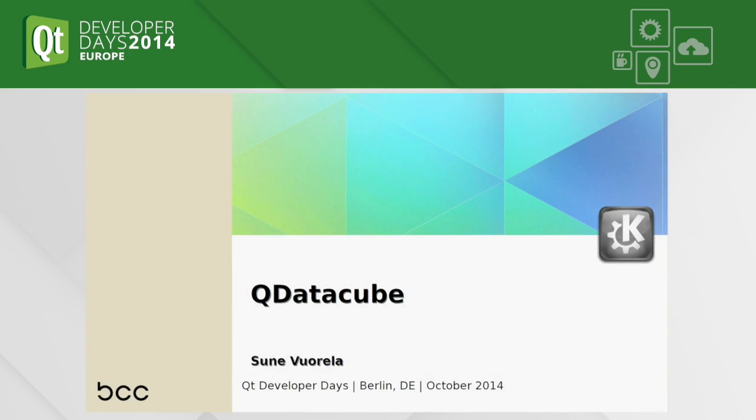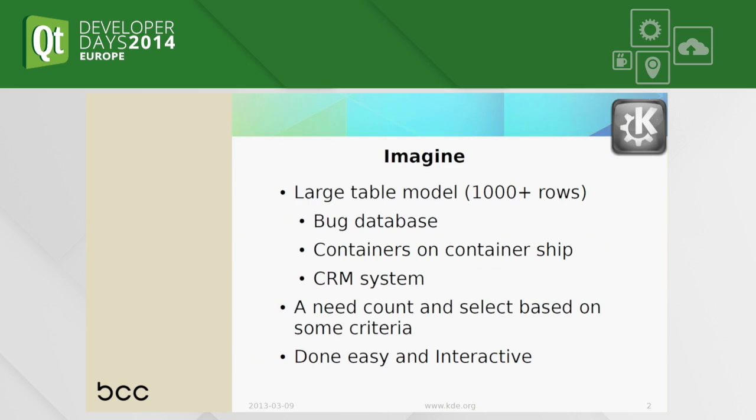QDatacube. If you start by imagining a large table or list-based model like 1,000 rows, 20,000 rows, something like that, it could be a bulk database, it could be the containers for a containership, your large customer database, or whatever large thing you have. And in this, you need to somehow select some specific items based on various criteria, and your users need to do it interactively.